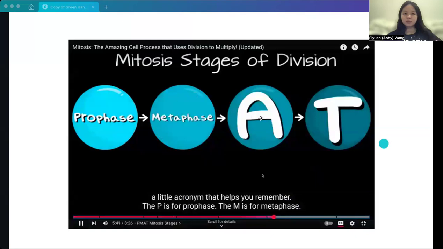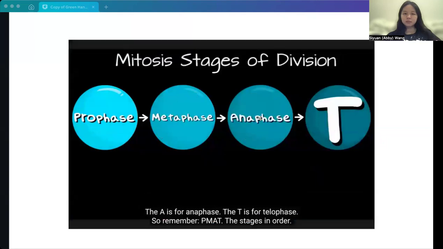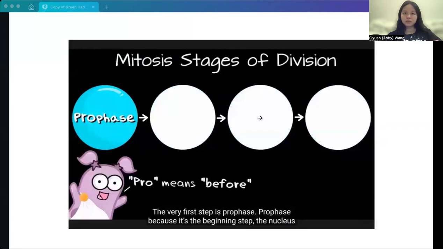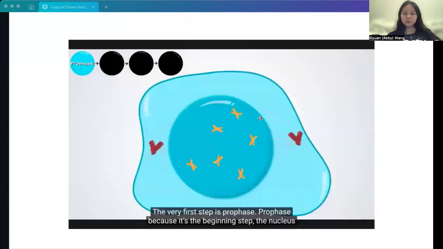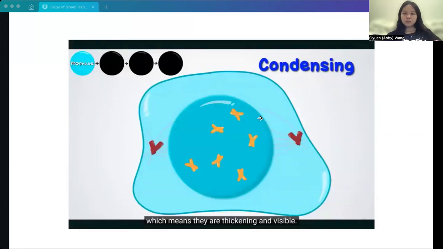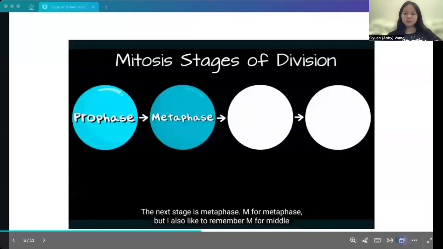The P is for prophase, the M is for metaphase, the A is for anaphase, and the T is for telophase. So remember PMAT, the stages in order. The very first step is prophase. Prophase is the beginning step, so the nuclei is still there, and it's going to go away later on, but this is the stage where it's actually still there. The chromosomes are visible. In fact, we'd say they're condensing, which means they're thickening and becoming visible.